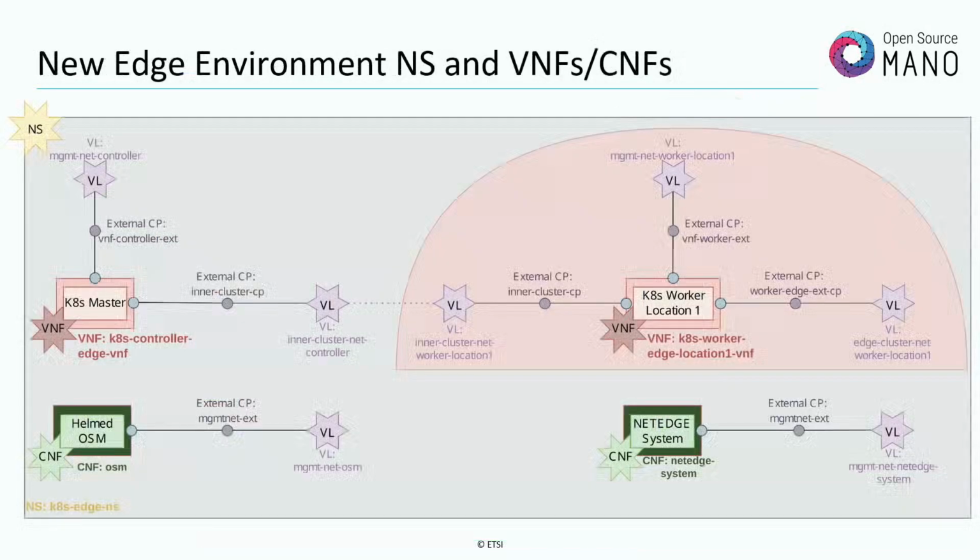Because of that, we have divided the Kubernetes cluster VNF into multiple VNFs. Now we have a Kubernetes master VNF, which is deployed in the cloud, and then we have multiple Kubernetes worker VNFs. Each Kubernetes worker VNF will be deployed in each edge location. You might also notice that in this network service, we have many more virtual links. This is because in this new environment, we also have many more networks than before.